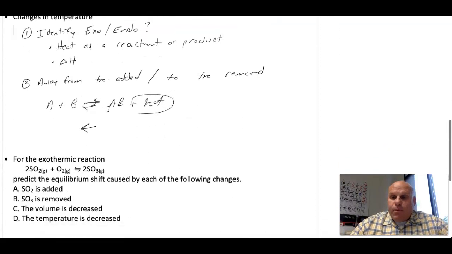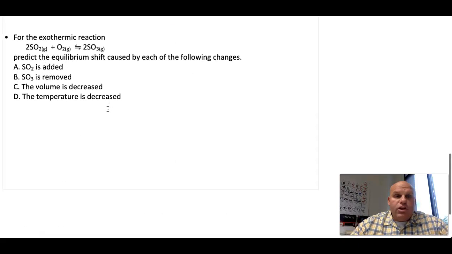All right, so let's look at an example problem here. Why don't you go ahead and pause the video and copy this down in your notes. All right, so let's take a look here. What we want to do is predict the equilibrium shift after each of the disturbances.